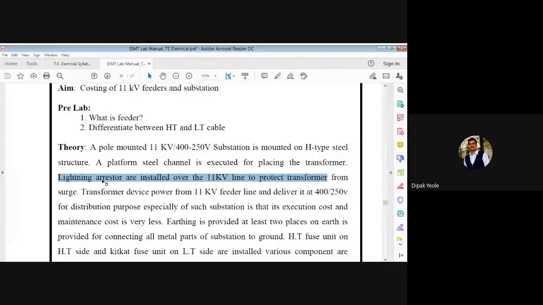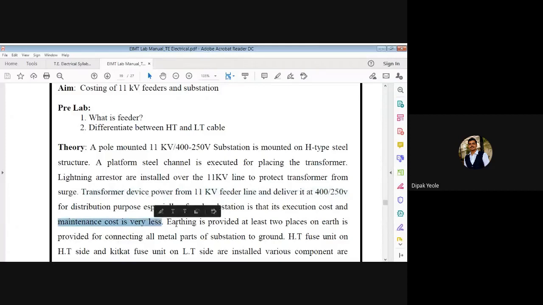And where is it installed? Over an 11 kilovolt line. The transformer takes power from the 11 kilovolt feeder line and delivers it at 400 by 250 volt for distribution purposes. Especially for a substation, its execution cost and maintenance cost are very low.